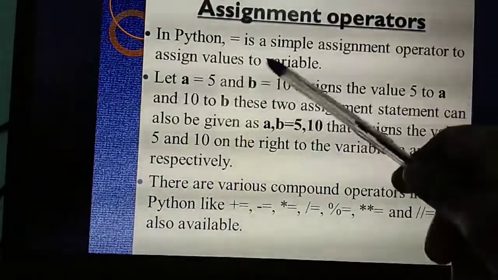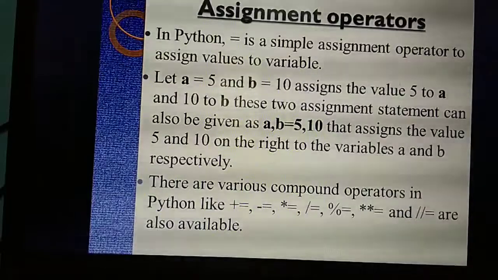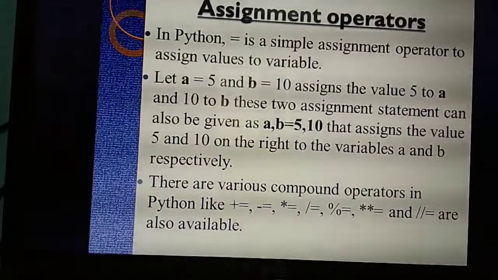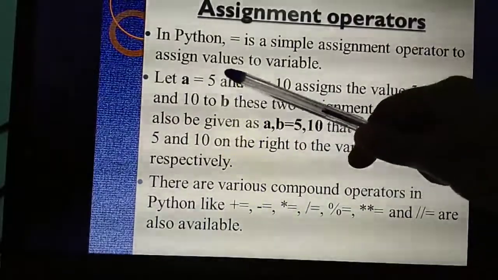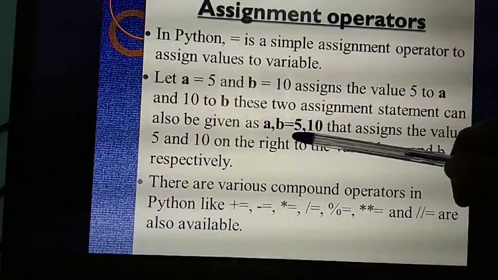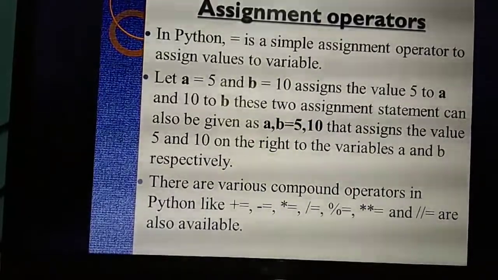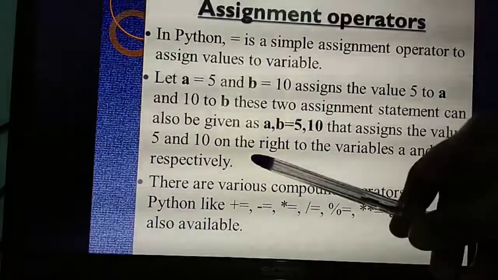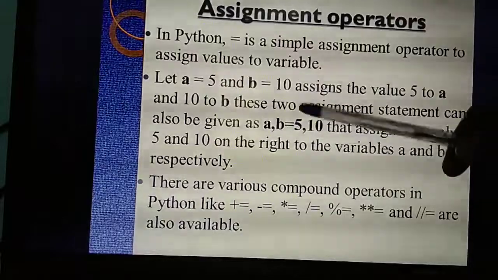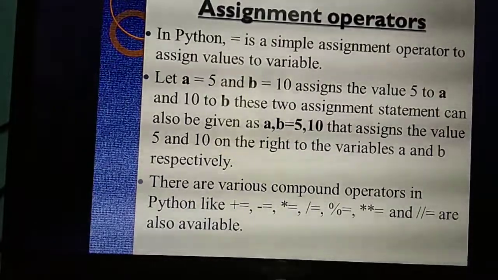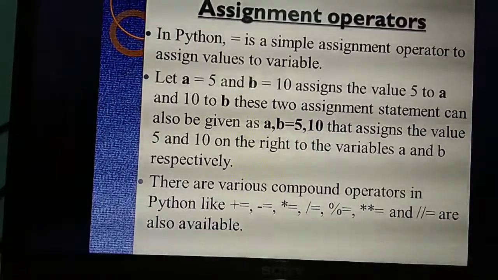Next line. b equal to 10. So I am going to assign the value 10 to the variable b. Understand? The same thing I have given in another format, with the same meaning: a comma b equal to 5 comma 10. What's the meaning of this? The values on the right side are going to be assigned to the variables on the left side. That means whatever you give on the right side, you assign to the left side.